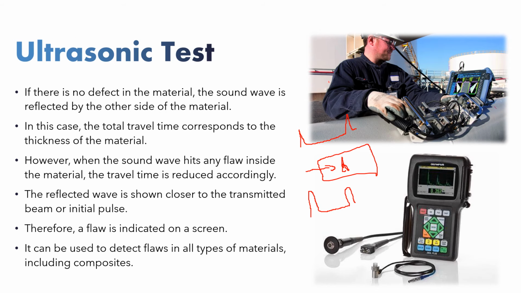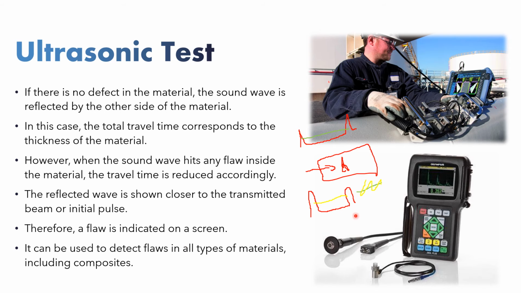So you can see there is a difference in the time. From here to here is the total time. Right now, your total time is from here to here. So there is a difference of this amount, and that is a reduction of time. However the sound wave hits the flaw inside the material, the travel time is reduced accordingly. Where it hits is where it's going to stop, because sound cannot travel in a vacuum. It needs a material to travel, and this is proof of it. So review your physics.